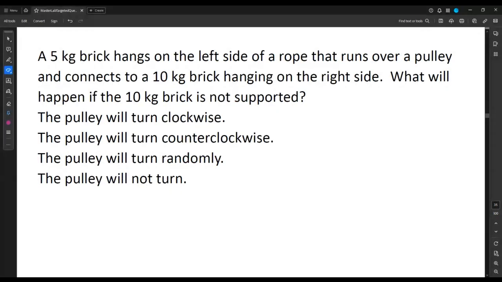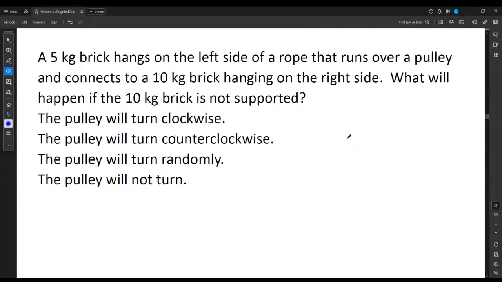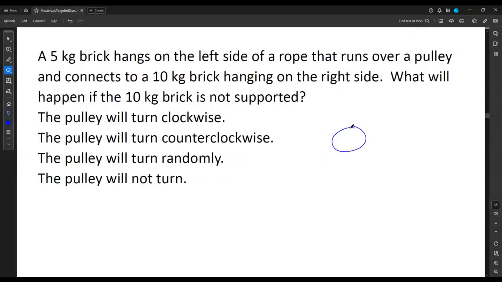Then one more question, sort of as a follow-up to an earlier one. So yeah, maybe I should have moved this one. But because it's dealing with pulleys, I thought it was reasonable to go here. So we're gonna have a pulley, and we're gonna have rope that runs over it, and we're gonna have a 5 kilogram mass here, but a 10 kilogram mass here.